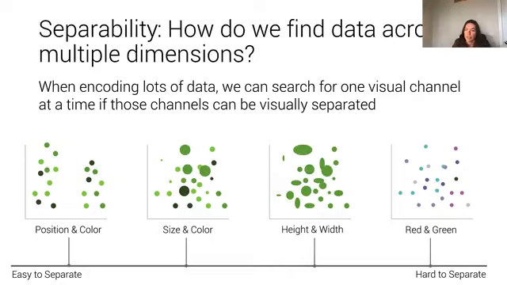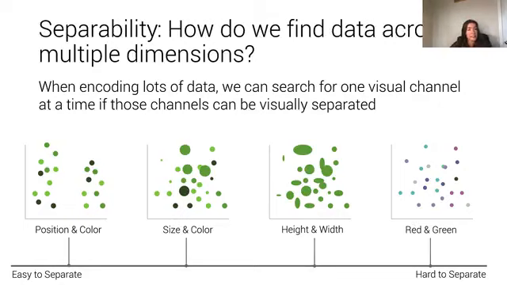Typically speaking, if we choose encodings like using position and color, that's going to be very, very easy to separate. Whereas if we choose dimensions like how much red or how much green is present, those are going to be much, much harder to separate. So we might choose to prioritize pairs of dimensions that are easily separable. And then as our data gets less important, we can start to look at less and less separable channels for representing those additional data dimensions.